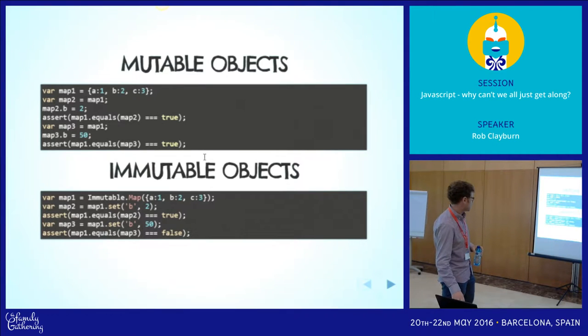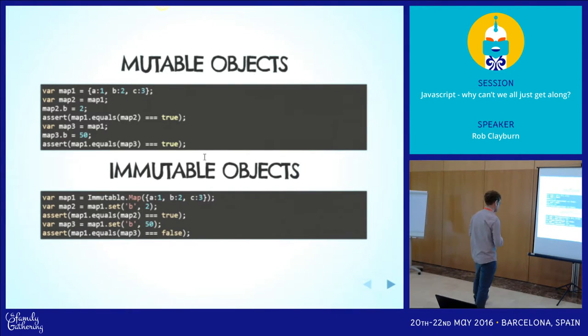So immutable objects differ. Here I've just used the library Immutable. It's not something you have to use, but it's quite useful. We've got the same code, but I'm using an immutable map instead. And you notice that whilst it starts with B, and we set B to be 2, that stays the same. So it's still the same object, we haven't altered it, so it asserts the same.